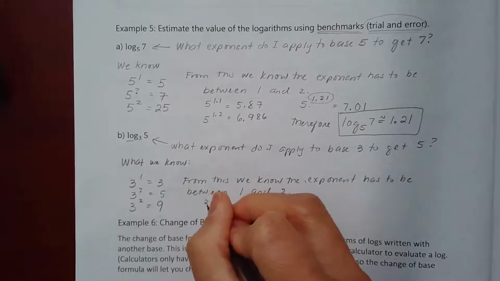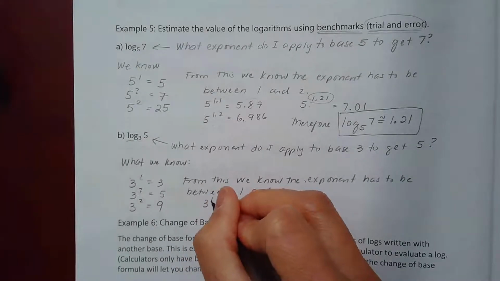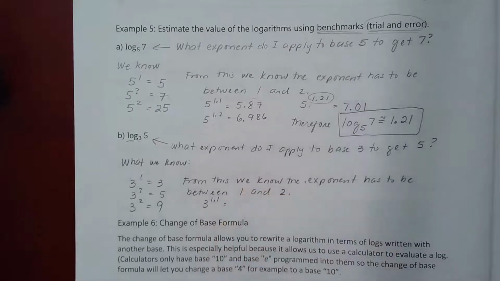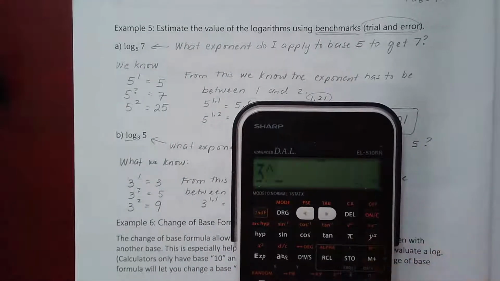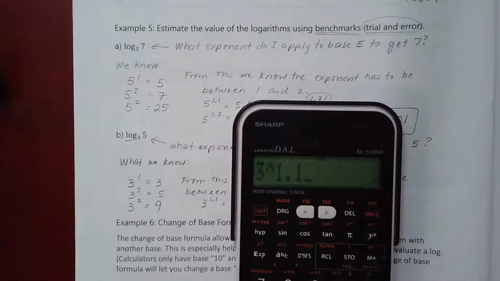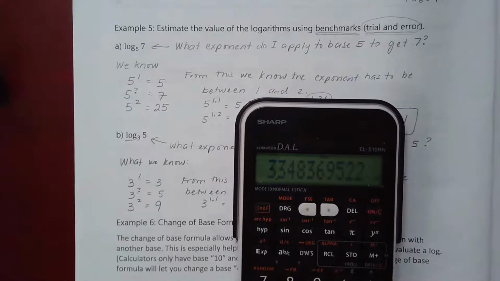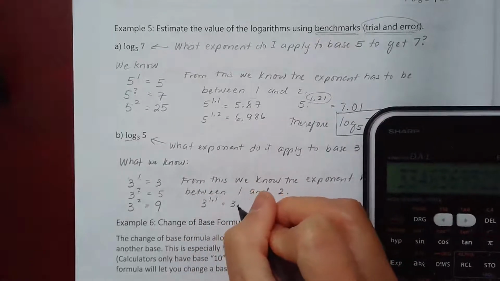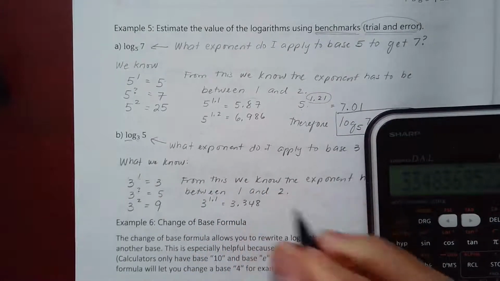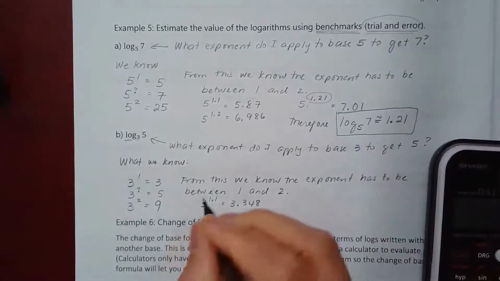So I'm going to go, what's 3 to the exponent 1.1? Okay, so that's going to give me 3.348. Okay, so that's not quite the one that I want.